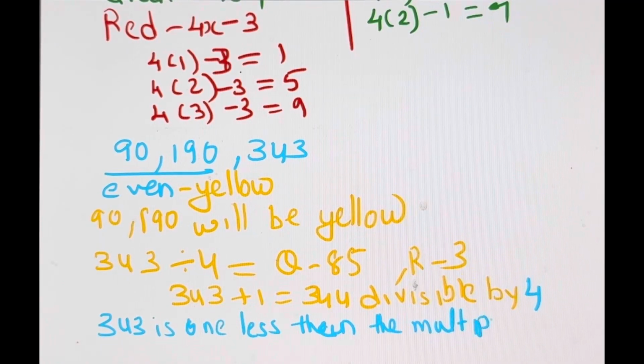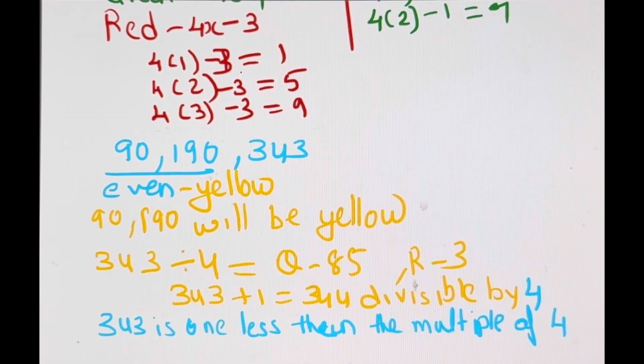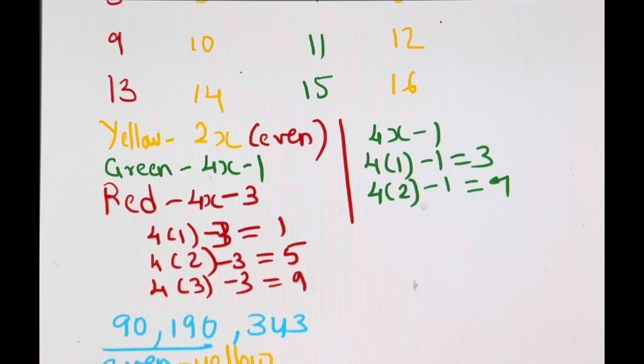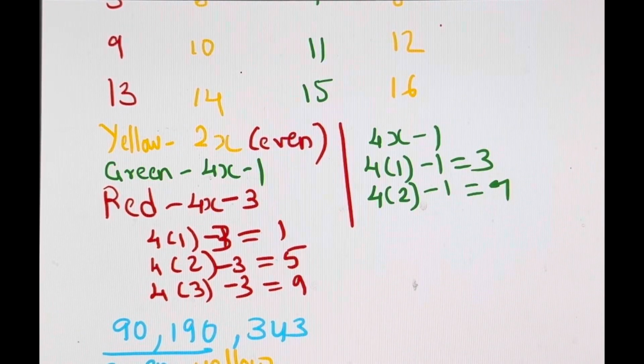So 1 less than the multiple of 4 means which formula? 4x minus 1. 4x minus 1 means which color? It would be green color. We saw that. I'll just show you that again. So 4x minus 3, that was green color. Right? So 343 will be green in color.